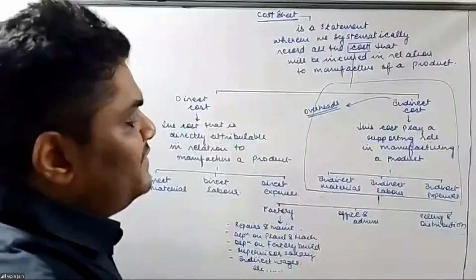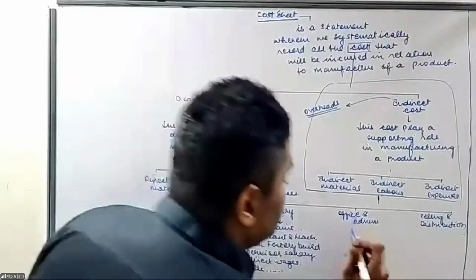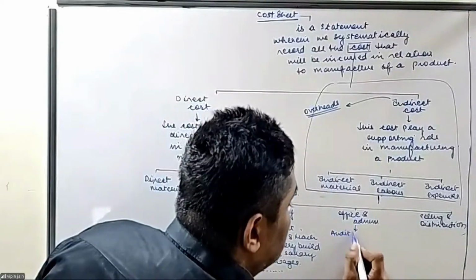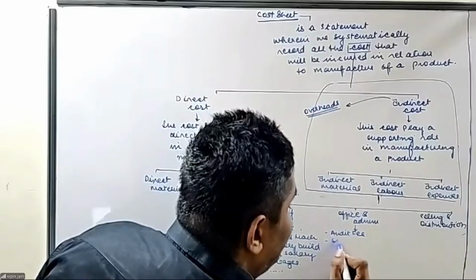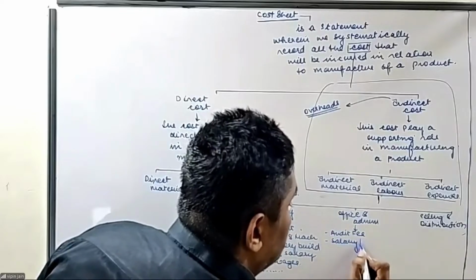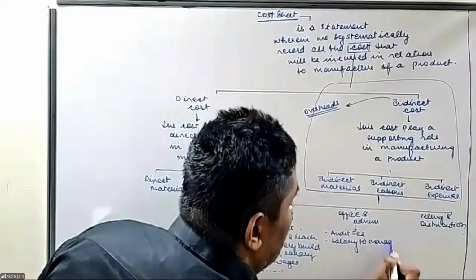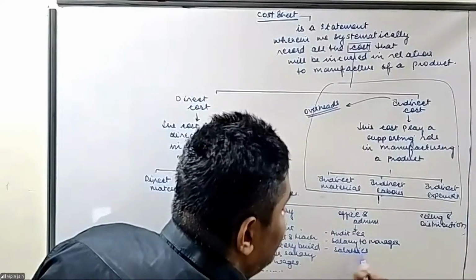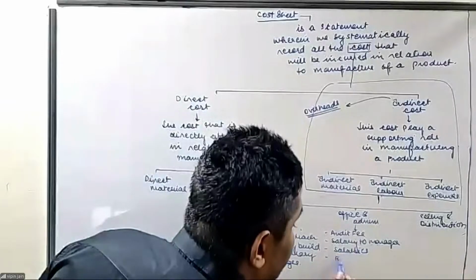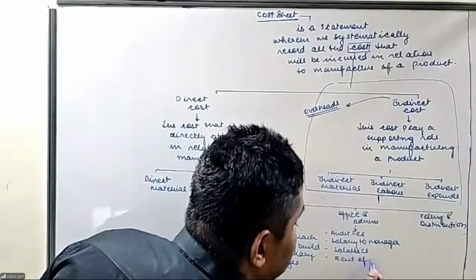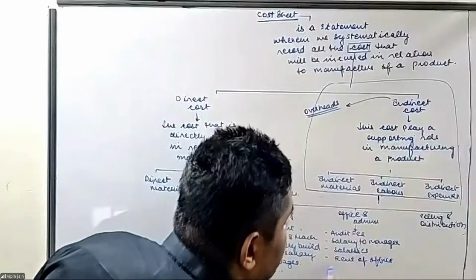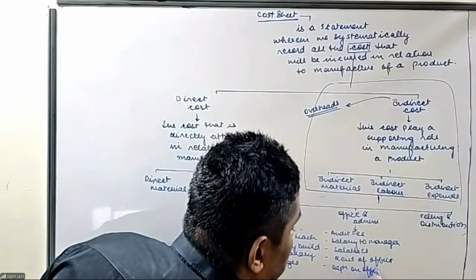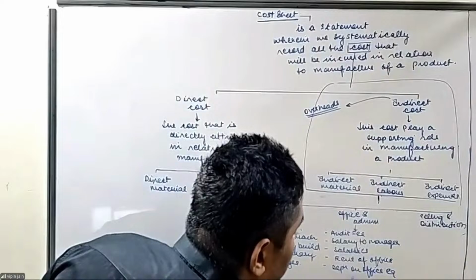When talking about office and administration, very easy, it can be audit fees, salary to manager, other salaries if it is given only as salaries, rent of office, depreciation on office equipment, etc.